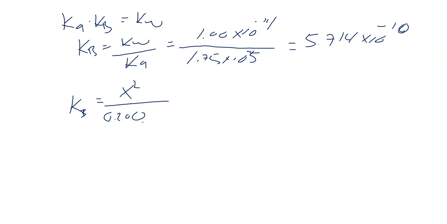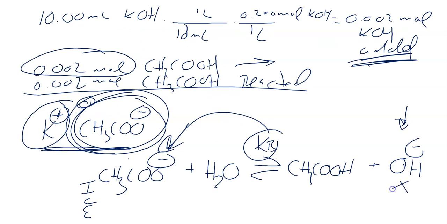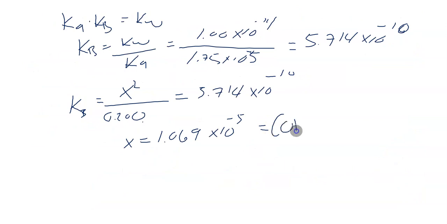Okay, from here we can calculate: this is equal to 5.714 times 10 to the negative 10. You end up with x equal to 1.069 times 10 to the negative 5. And remember what x is in this case. Go back a slide, right? It's my OH minus concentration. These are my x's in this case. We'll leave this guy out again. Okay, so that's the OH minus concentration.